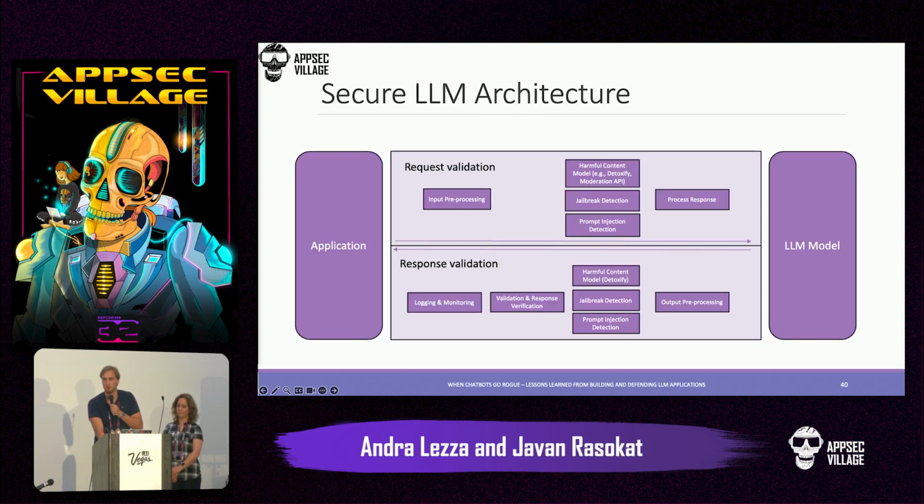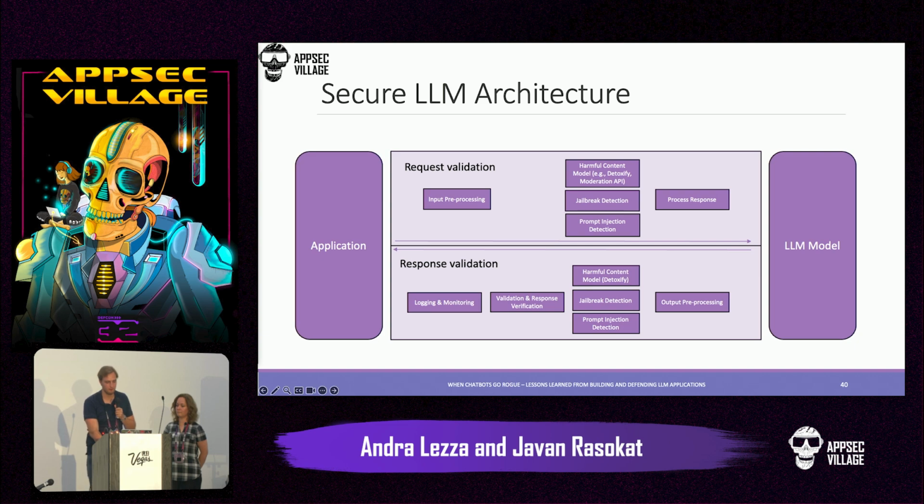Now let's take a look at the secure LLM architecture. So we have our application, we have our LLM model, and we have the input, the request to the LLM model. The first step is that we already run some input pre-processing. This could be a standard regex, hard-coded checking of special keywords. Then there's the next step, where we run a harmful content model. There are special models to detect harmful content. From OpenAI, for example, there's the moderation API, which is free for usage. But there are also smaller models on Hugging Face trained to detect jailbreaks, prompt injection, or harmful content.